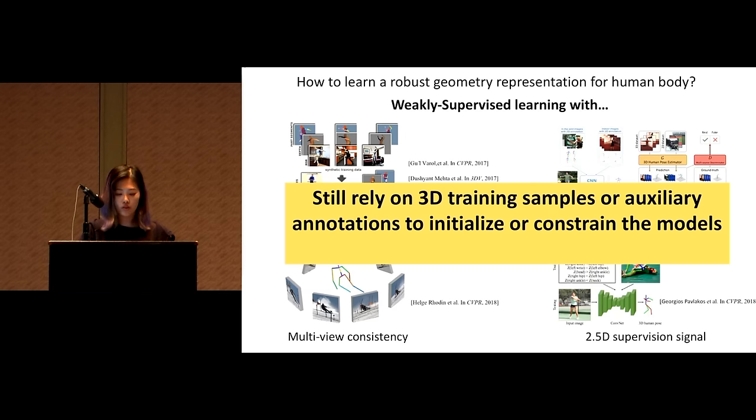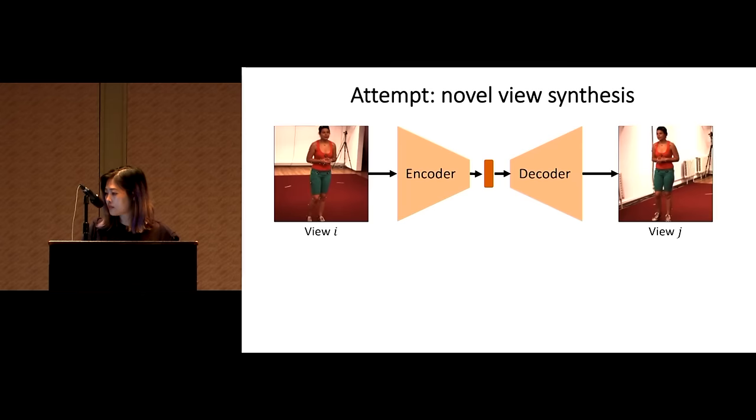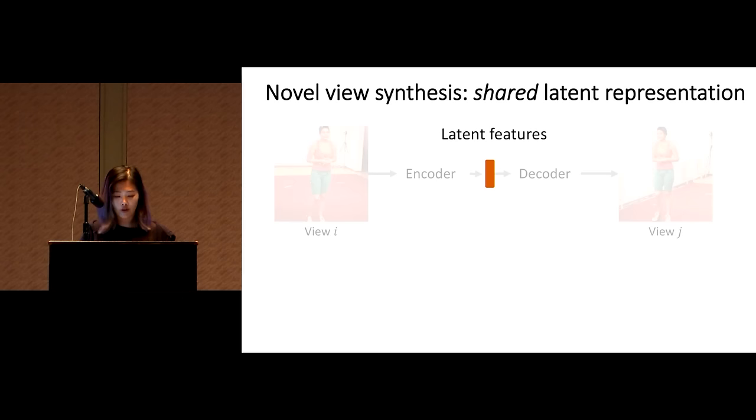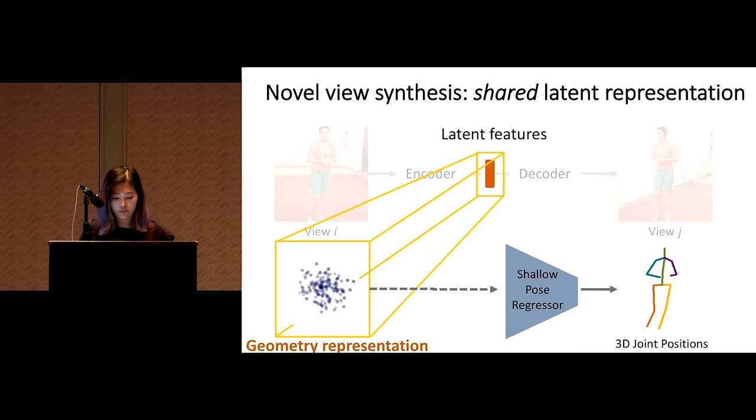So then comes the question: can we train a model to get a 3D representation with only accessible 2D annotation? To this end, we utilize multi-view data during the training stage. But differently from previous work, we try to discover the 3D geometry representation in the latent space of a novel view synthesis framework. If we can get a pure 3D geometry representation in the latent space, we can directly forward the representation to a shallow network to regress the 3D pose. And mapping this representation to 3D pose will be much easier than using an image or 2D coordinates as input.